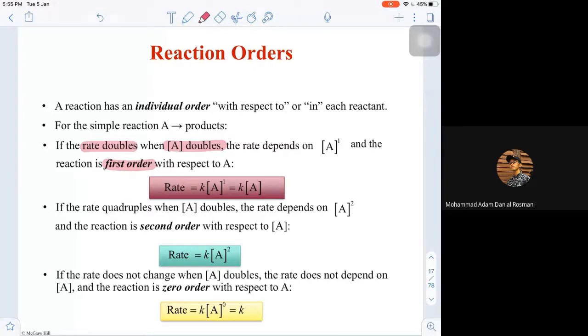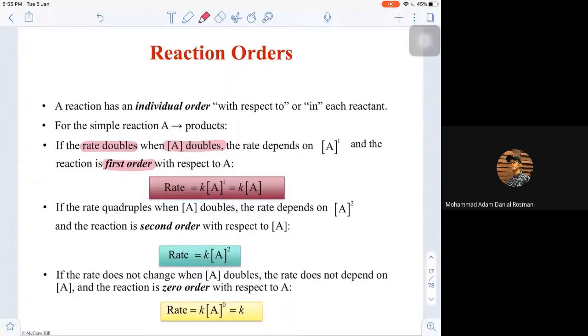Okay. If the question asks you to determine the rate law, show your calculation, then you have to do as you have done just now. But if the question says without calculation, please don't show your calculation. You have to mention: if the concentration of A doubles, the rate also doubles, it means that the order for A is first order. This is the significance of each order.